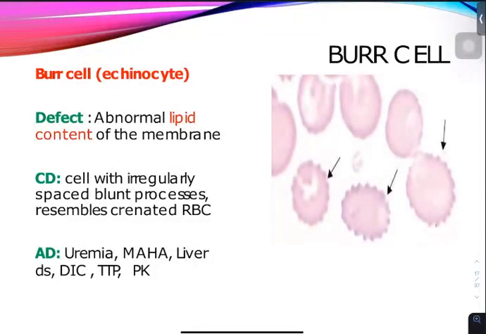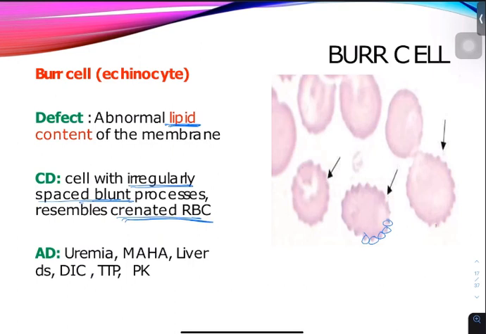Okay? Pag Burr, abnormal in the lipid content. Lipid content lang. Kanina, kay spur cell, meron tayong cholesterol, phospholipid, and sphingomyelin. Dito, lipid membrane lang. Or lipid content of the membrane. Okay? The cell with irregular, spaced blunt processes resemble your crenated RBC. Pag sinasabi nating crenated, mga shrink RBC. Okay? Also known as echinocytes.